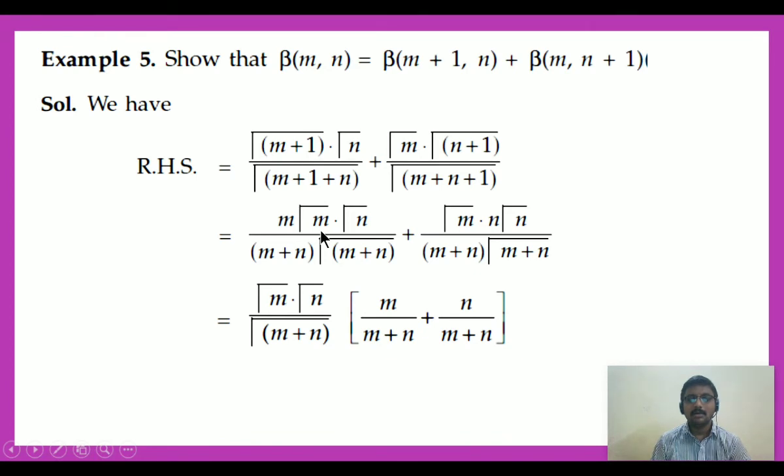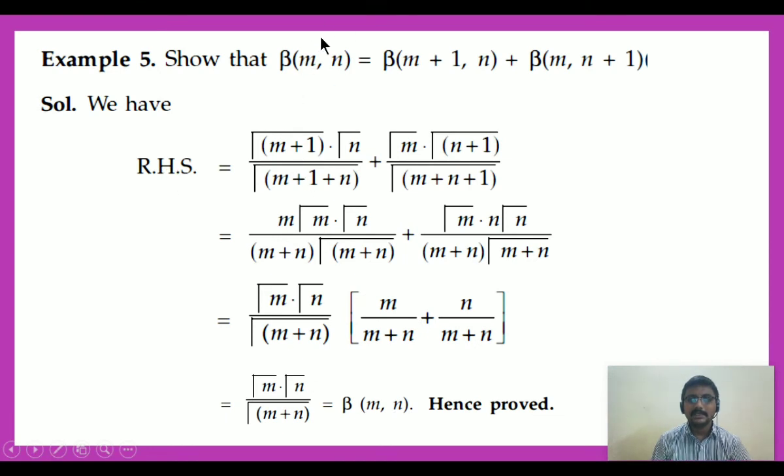Now taking out the common factor gamma of m into gamma of n by gamma of m plus n, the remaining term in the first term is m by m plus n. The remaining term in the second term is n by m plus n. Now gamma of m into gamma of n by gamma of m plus n is nothing but beta of m, n. Here the LCM is m plus n. In the numerator we will have m plus n. Clearly both m plus n get cancelled. So it is the required RHS, thus we will get LHS.